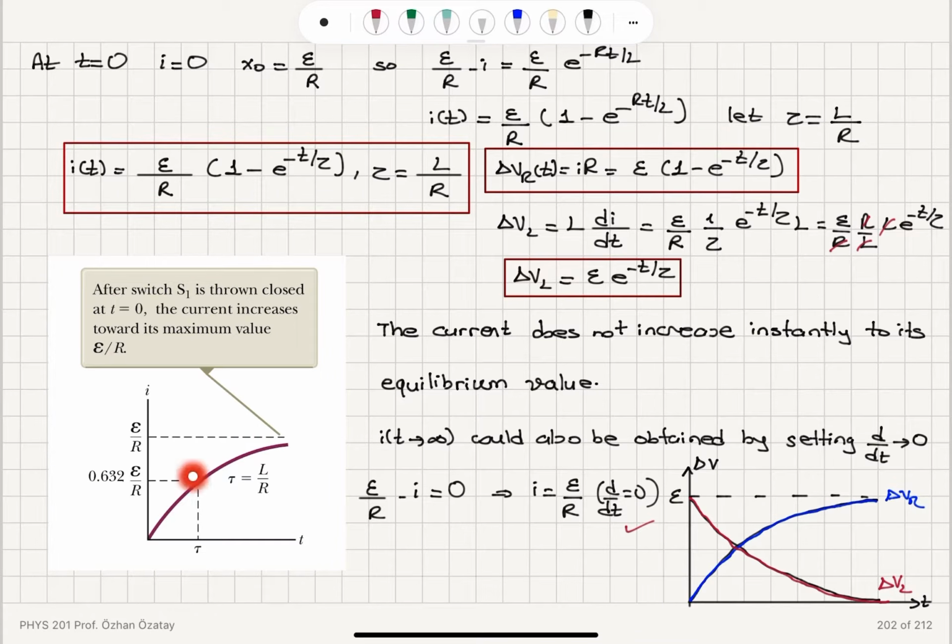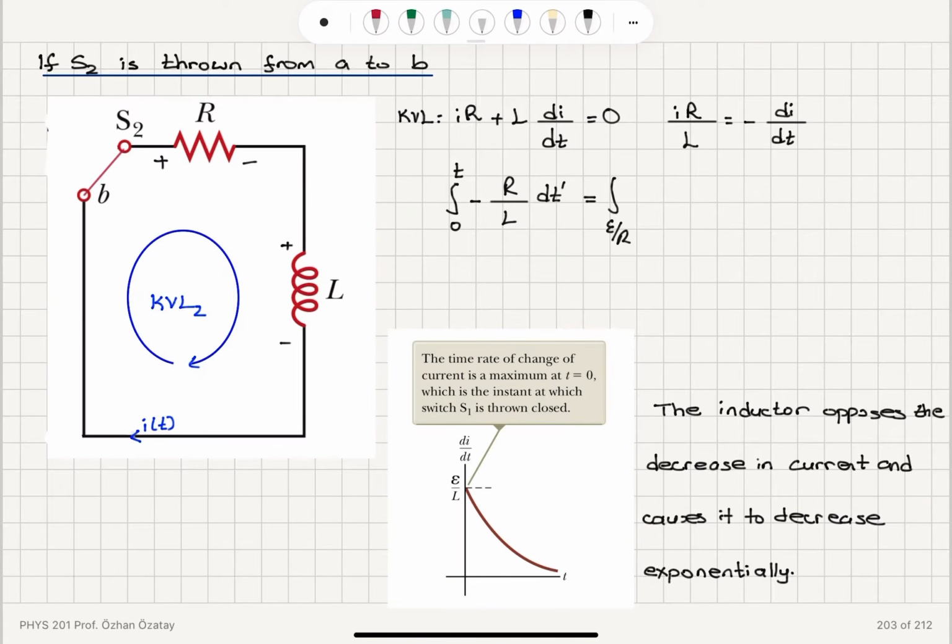So you can see it asymptotically reaches epsilon divided by R, and then we switch the position to B. So we go from epsilon over R to the value of the current at time t, and I introduce a dummy variable I', dI' divided by I'. So I've taken I to the right hand side, time to the left hand side, and the minus sign is here.